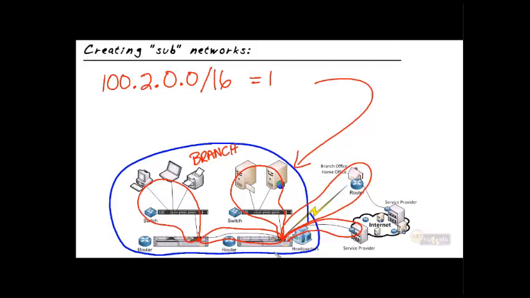We're going to need more than just one network. We're going to need like 1, 2, 3, 4, 5 networks. You have to give us 5 street names. And they said, no, what we want you to do is we want you to create sub networks from this one network that you've been given.